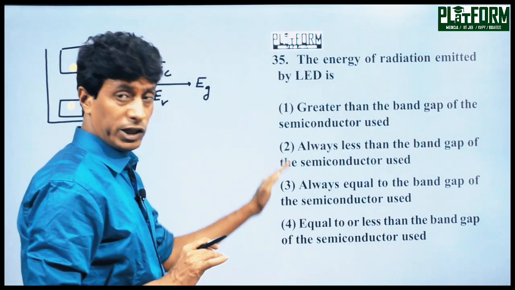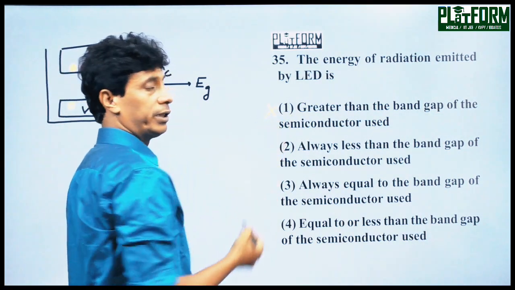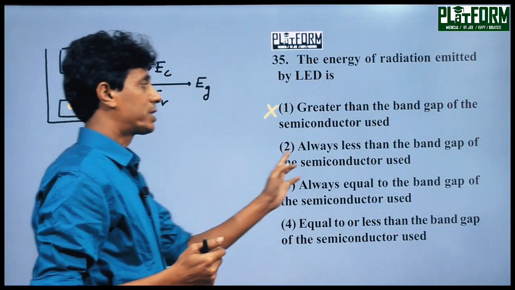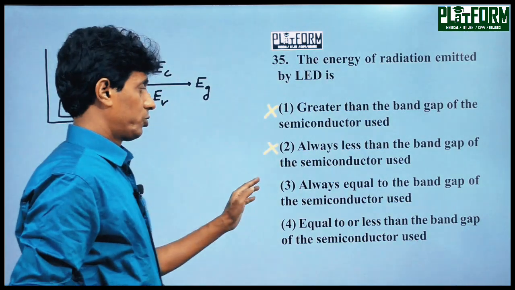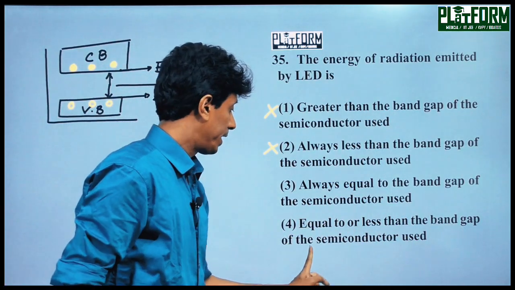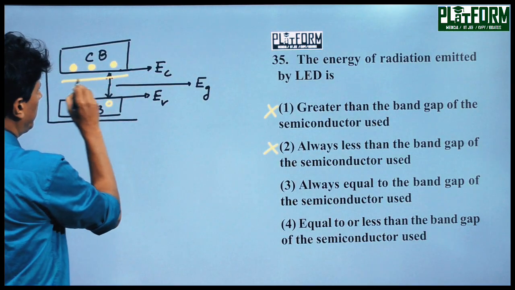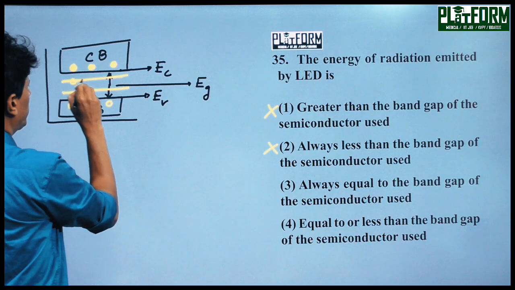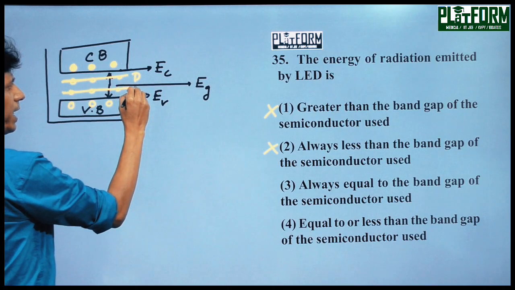I must go through all the options given. Greater than the band gap of the semiconductor used: it is not true, because the energy of the emitted radiation is equal to the band gap. Always less than the band gap of the semiconductor used: it is also not true. Always equal to the band gap of the semiconductor used, or equal or less than the band gap of the semiconductor used. Sometimes a transition can take place from the acceptor band, or the transition of the electron may take place from the donor level energy and acceptor level energy.